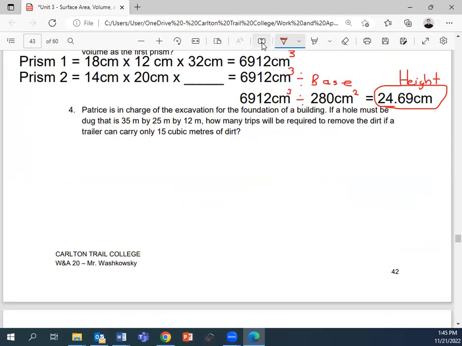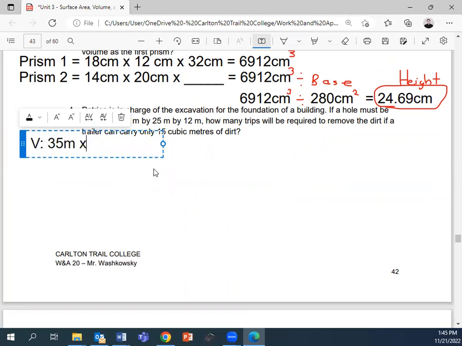And then for question 4 here, this one's just a word problem, right? So I have a hole, and the volume of the hole is 35 meters times 25 meters times 12 meters. 35 times 25 times 12 is 10,500 meters, right?